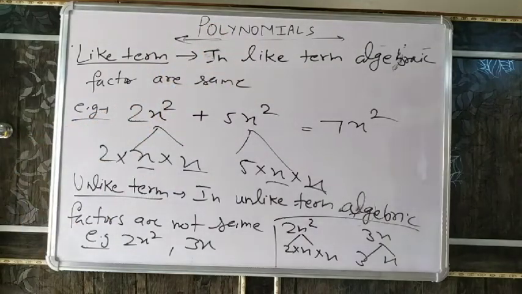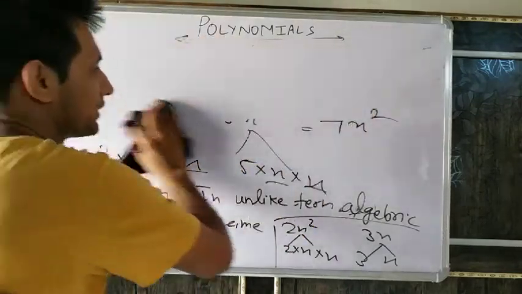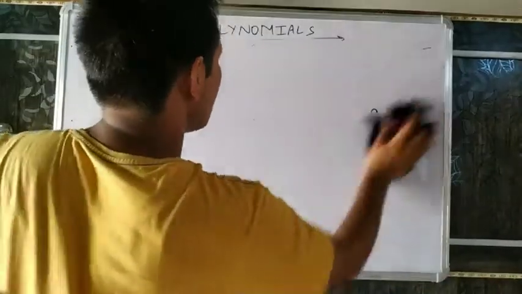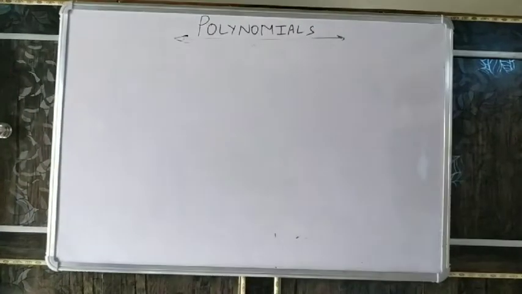Understand? After this one, we will start our polynomials. So the most important thing is the algebraic expression. What is an algebraic expression? The combination of a variable and a constant. Now what is a polynomial?